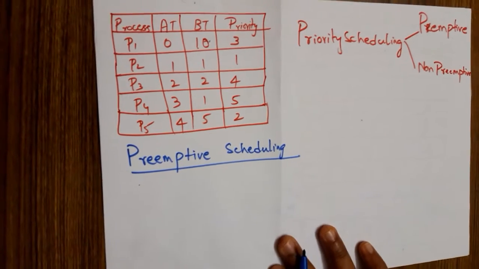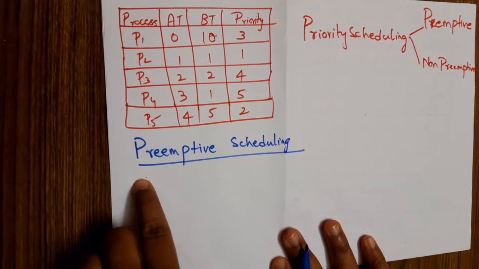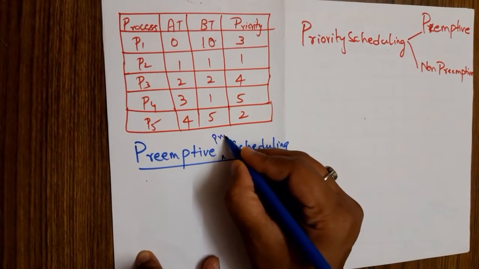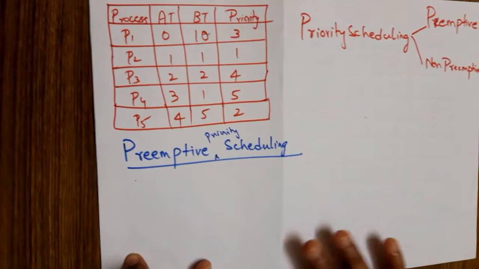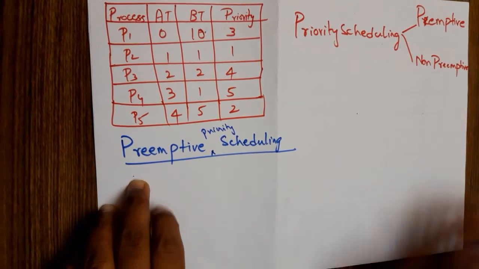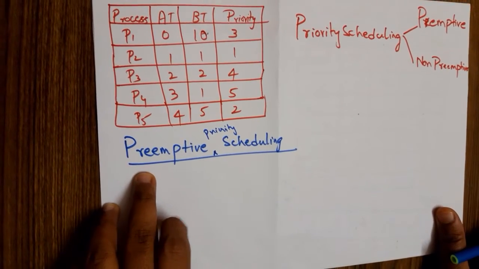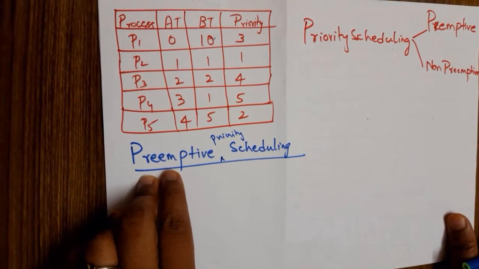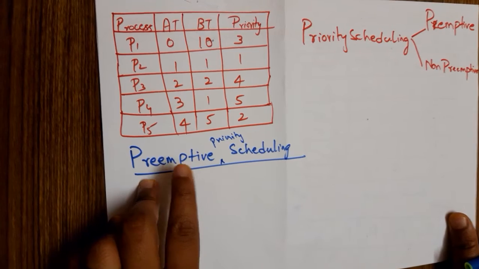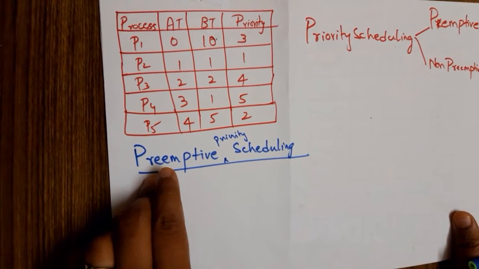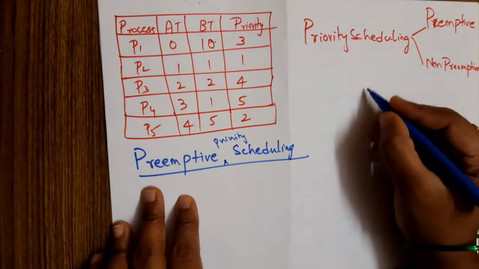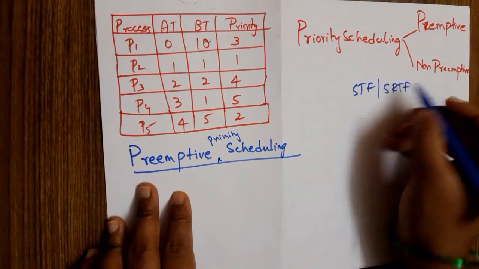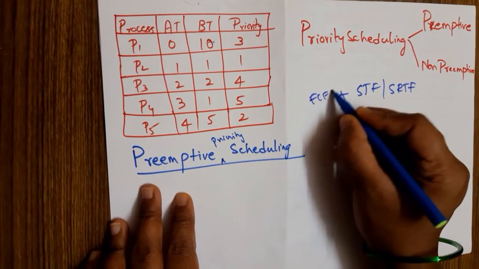Now we shall see for the same problem how to solve using preemptive priority scheduling algorithm. You already know what preemptive priority is. Preemptive means you need to stop the process based on certain priority. As you have already seen, you have come across your SJF and SRTF algorithms plus your FCFS algorithm.